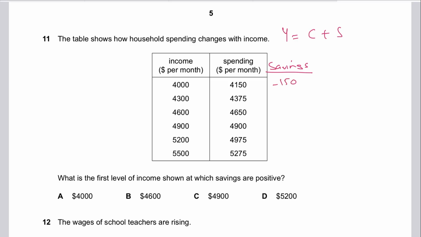Negative 150 means that you are now utilizing your savings. So it's also called dissaving. You're utilizing your savings, right? 4375 again, negative 75 saving, negative 50 saving, saving 0, 225 is saved, because 5200 minus 4975 is 225. Again, 225 is saved over here as well. So what is the first level of income at which saving is positive? It is 5200. So the first level of income at which saving becomes positive is basically 5200. So question 11 has to be D for David.